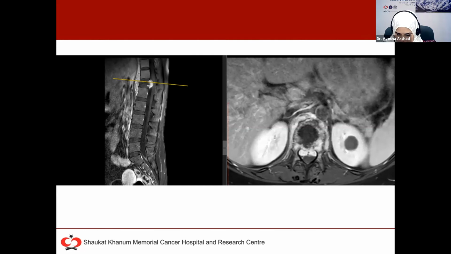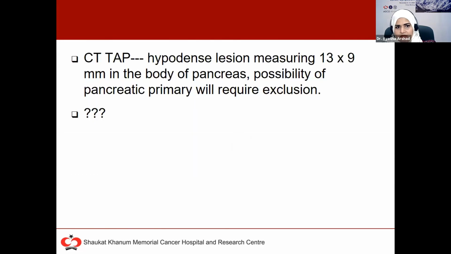So another twist in the story, when we did a CT-TAP just to see if there are any other lesions, we found that there was a hypodense lesion in the pancreas, measuring 13 by 9 millimeters. It was in the body of the pancreas. And the report by the consultant radiologist mentioned that the possibility of a primary pancreatic lesion could not be excluded. So that was a twist in the story. And then we had to take it up from there.